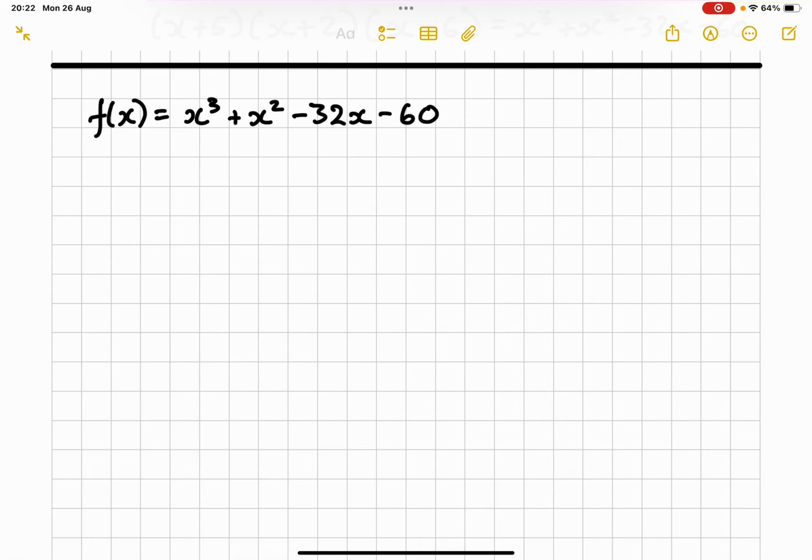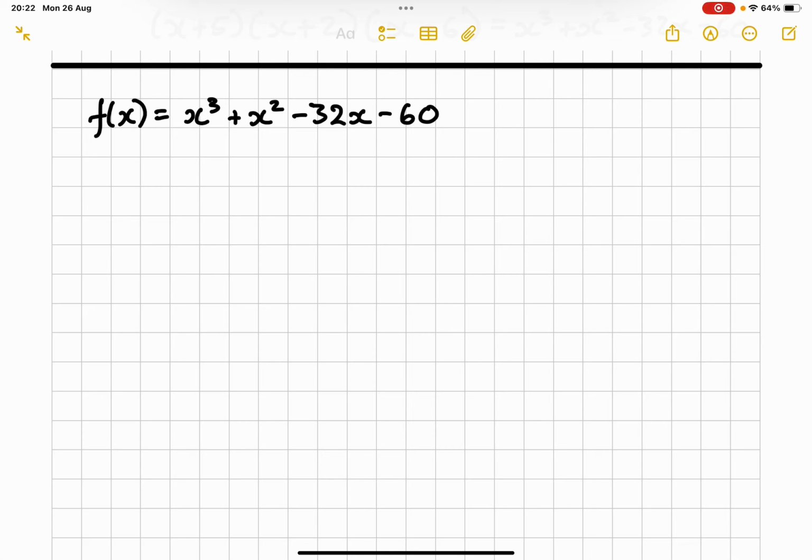Okay, cool. So f of x is equal to x cubed plus x squared minus 32x minus 60, right? So if this is the question we have and they ask you to calculate the x-intercepts of this function, what I would do is type this straight into your calculator.